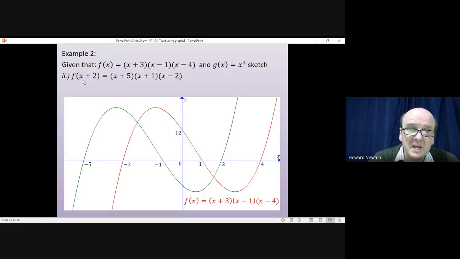And that'll give us the function f of x plus 2, which will be (x plus 5) times (x plus 1) times (x minus 2), which is consistent with what you would expect, because the plus 5 gives us the crossing point at minus 5, the plus 1 gives us the crossing point at minus 1, and the minus 2 gives us the crossing point at plus 2. Then it's easy to find the intersection point on the y-axis. We just say what happens if x equals 0. Well, if x is 0, we'll have 5 times 1 times minus 2. That'll give us y equals minus 10. So this crossing point down here will be at minus 10.